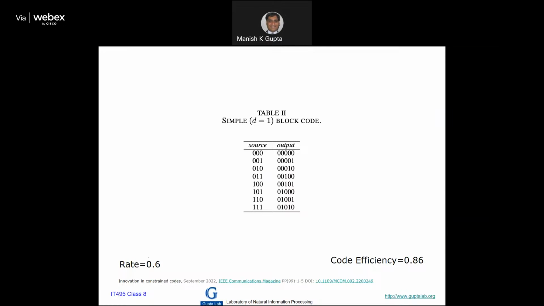Now this code has a rate. There are three bits going in and 5 bits coming out. So the rate will be 0.6, right? 3 by 5 is 0.6. Code efficiency we can define. So what is code efficiency? Code efficiency is equal to code rate divided by the capacity of the constrained channel.